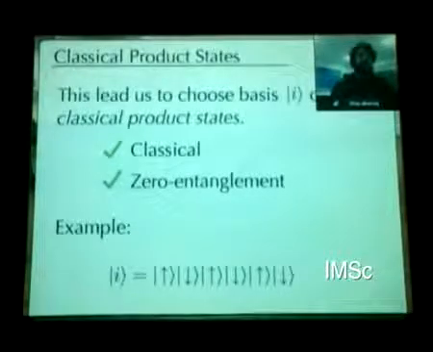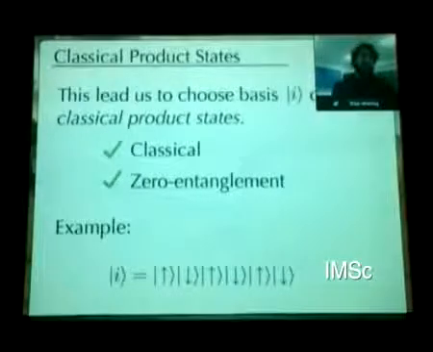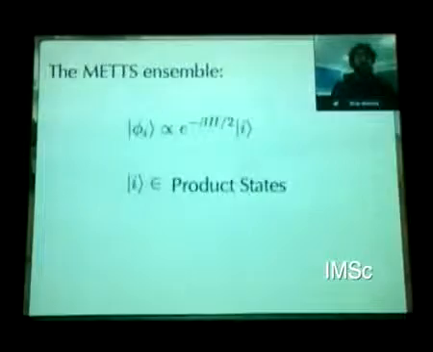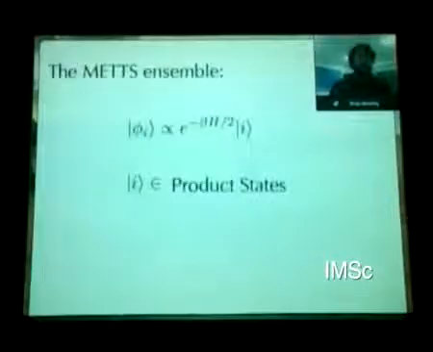We want to choose the space to be the set of classical product states. You can choose classical product states for spin systems in the z basis or in the x basis. Some basis, let's say the z basis, have the two properties we want. They're both classical, and they have zero entanglement. And so all we mean is states that are factorized at every site.